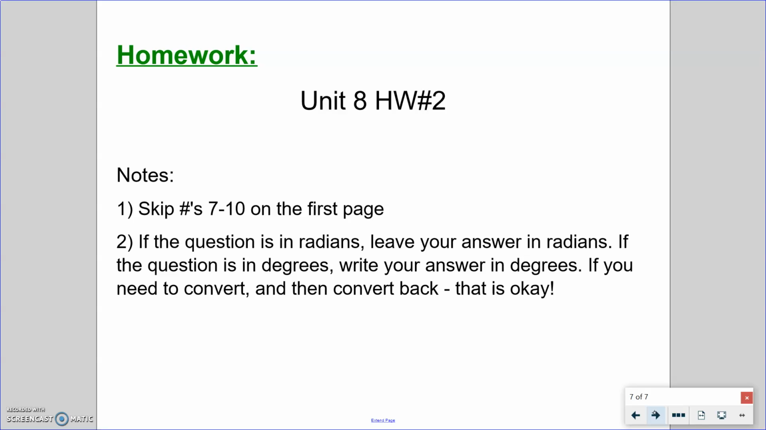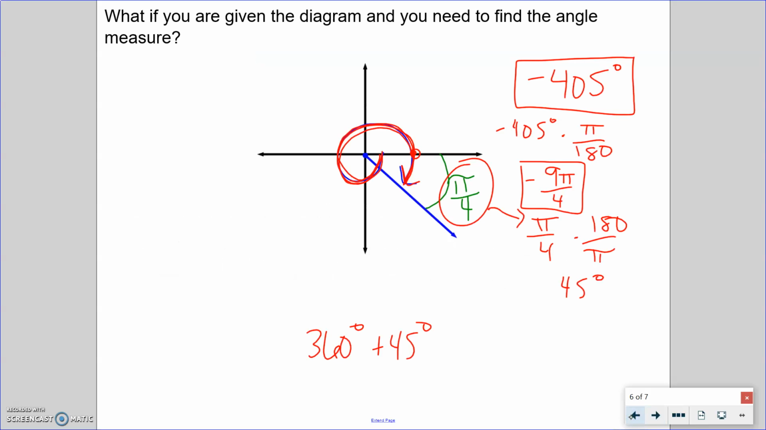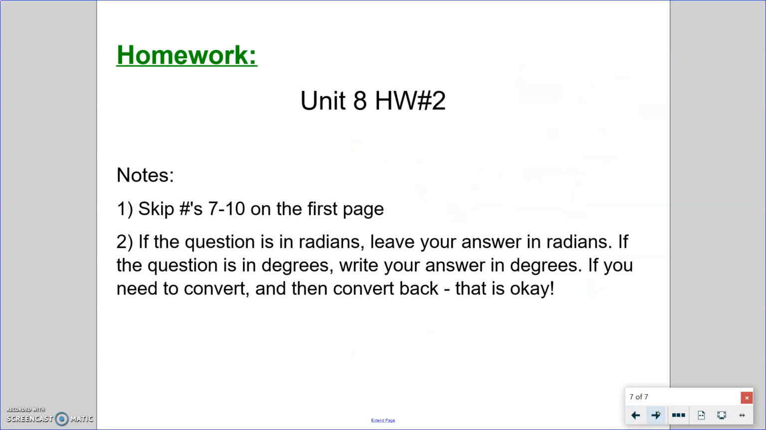And then number 2 is just talking about, don't forget, if the question's in radians, leave your answer in radians. If the question's in degrees, write your answers in degrees. And if you need to convert and then convert back, that's okay. Just like this last one we did, I needed to convert into degrees to kind of wrap my head around the answer. And then I took my answer and converted it back into radians. That's totally okay. It's completely up to you.